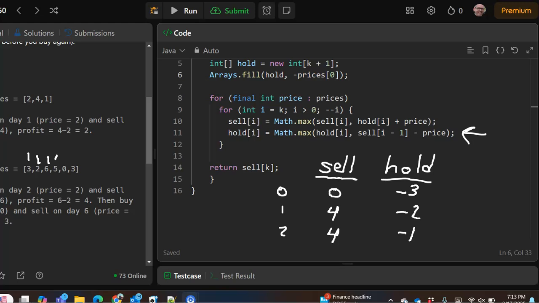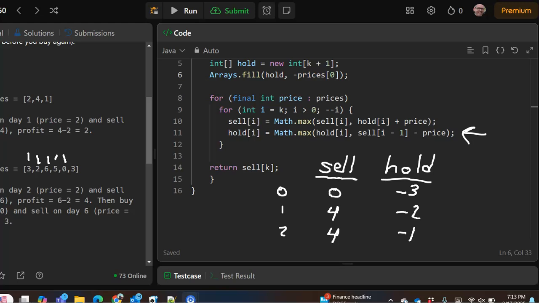Sell. We want either the max of what is already there or hold plus price 5. So we can't improve the sell. What about the hold? The hold is either what we have now or the previous position minus the price. That means we waited until now, we haven't done anything, and we're going to buy it at 5. That doesn't help us at all. All right.